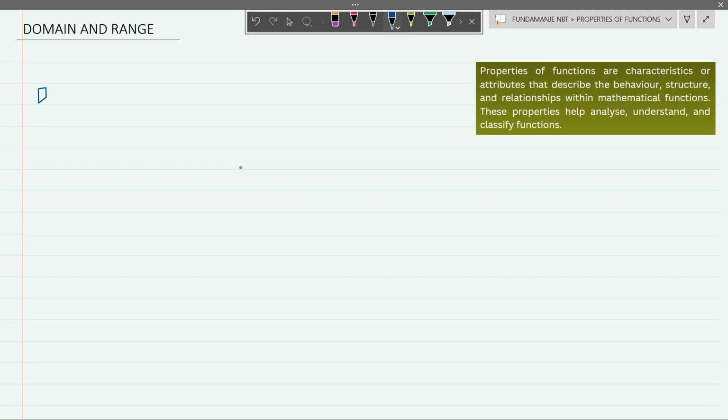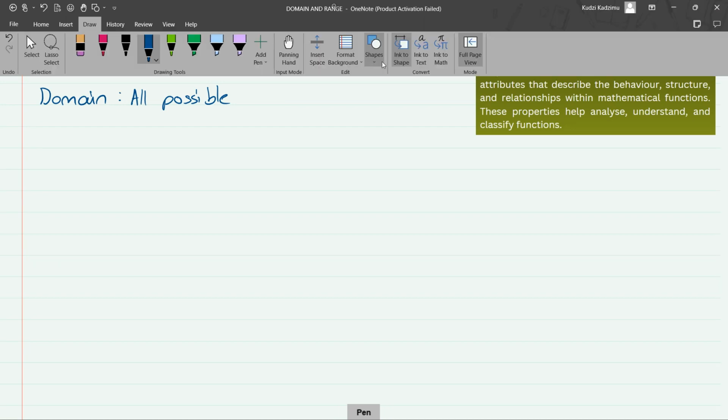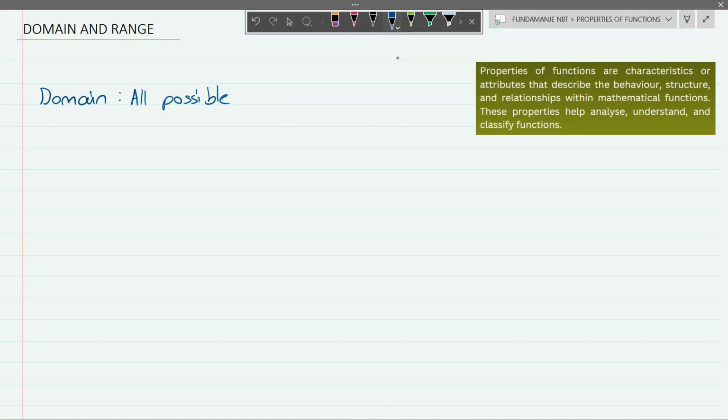So starting off with our domain. What is our domain? Well, loosely defined, our domain is all possible x values of your function. All possible x values, because that's the key part. So all possible x values of your function.